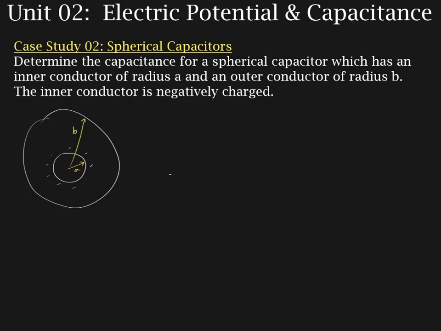So in this example, we're going to take a look at spherical capacitors, and I want to point a couple things out here. First of all, the inner conductor of this capacitor we're going to consider to be negative, and this is still an ideal Gaussian symmetry, so we'll be using Gauss's law, and we'll be using the spherical symmetry of Gauss's law, the surface area of a sphere.